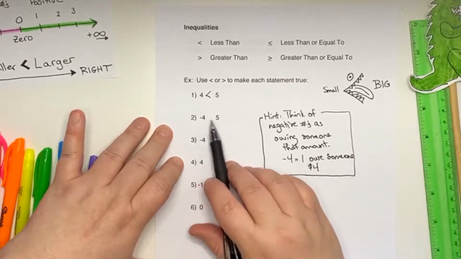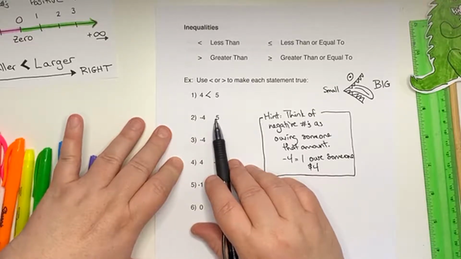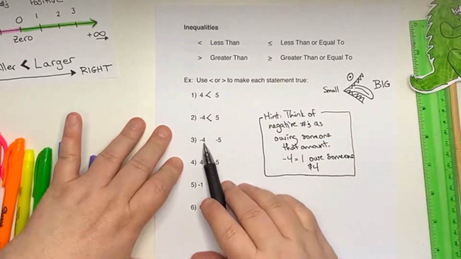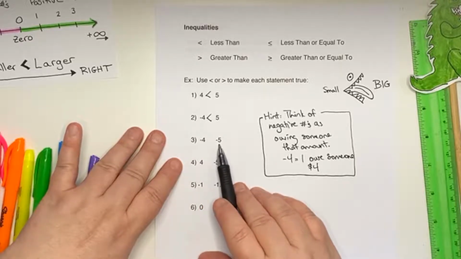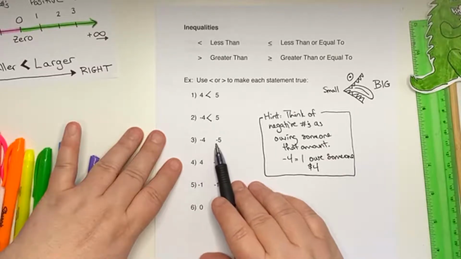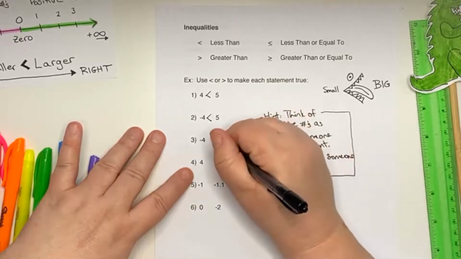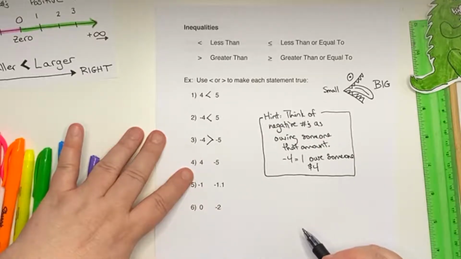So -4 versus 5. So either I owe someone $4 or I have $5. Having $5 is way better. It's bigger. Now, dun, dun, dun, tricksy math teachers, -4 versus -5. Is it bigger or better, I should say, to owe someone $4 or owe someone $5? Owing someone $4 is actually better. It's actually having more money if you only owe $4 versus owing $5. -4 is bigger than -5.